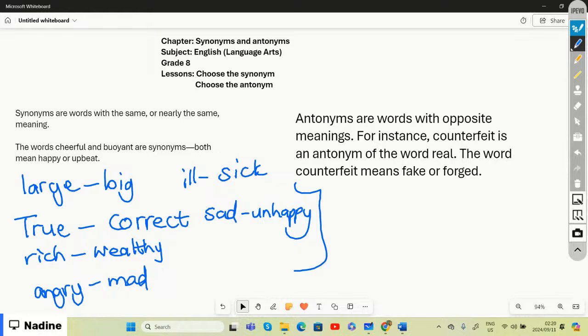And now we're going to look at a few examples of antonyms, right? It is now words with opposite in meaning, words that are opposite in meaning. And a few examples of words with opposite in meaning. I think the first word that we can even look at is correct. The word that is opposite of correct is incorrect, meaning it is not correct.